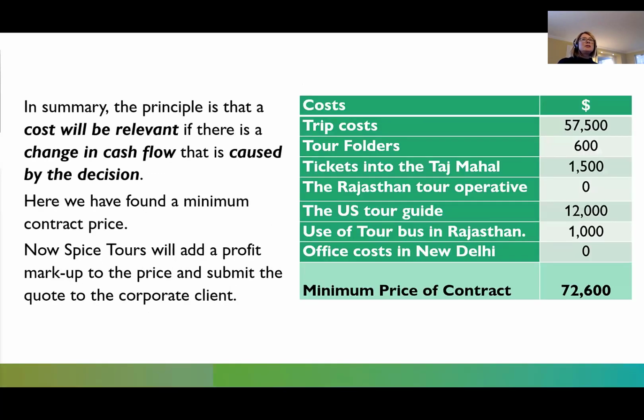Okay, so this is the summary. The minimum contract price, if you add up all those different parts, is 72,600 to offer to your corporate client. Now, of course, you don't want to offer the minimum contract price because effectively you're not making any profit margin on that. In summary, the principles are cost is only relevant if there's a change in cash flow that's caused by the decision. They're going to submit that to the client with a nice profit margin. Excellent.